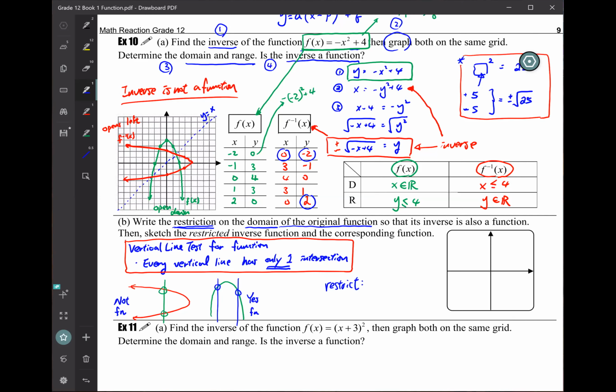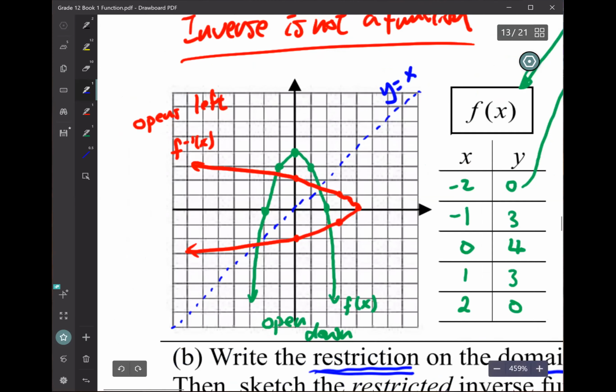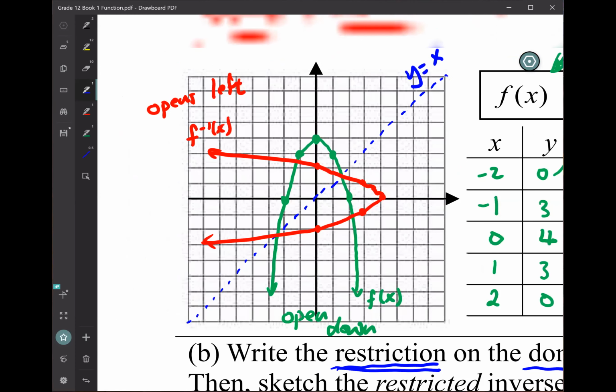So I want to restrict the original to make the inverse become a function. So let's look at the inverse. The inverse is opening to the left.